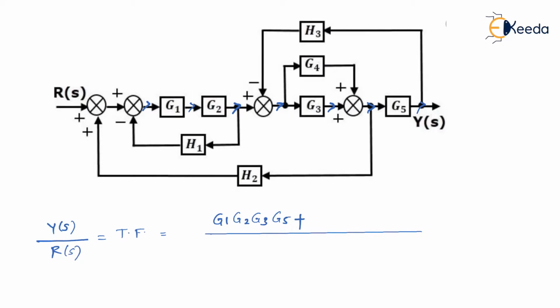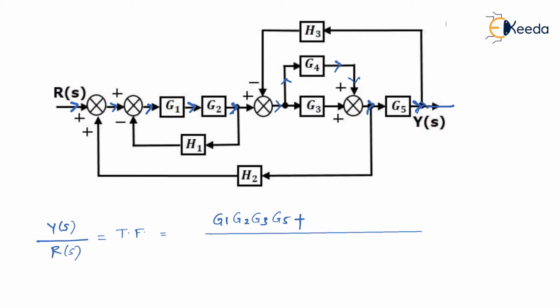First of all, I'll remove the first forward path and see if there is any other option to go from input to output. Please remember, when I say forward path, it means you have to travel from R(s) to C(s), so you have to maintain the direction very well. I'll start from R(s), go to G1, then G2. Then after passing through the summing point, instead of going to G3, I'll go to G4. Then from G4, I'll go to G5 and then Y(s). Is that right? So this is the second forward path that I got.